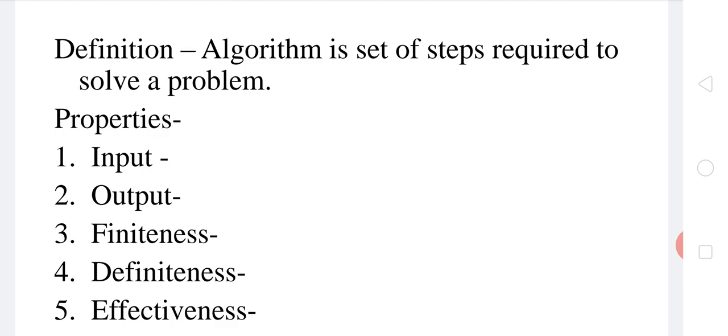And at the end, the fifth property is effectiveness. Effectiveness is the ability to convert the algorithm into a computer program. Means whatever algorithm you write is easily converted into a computer program.